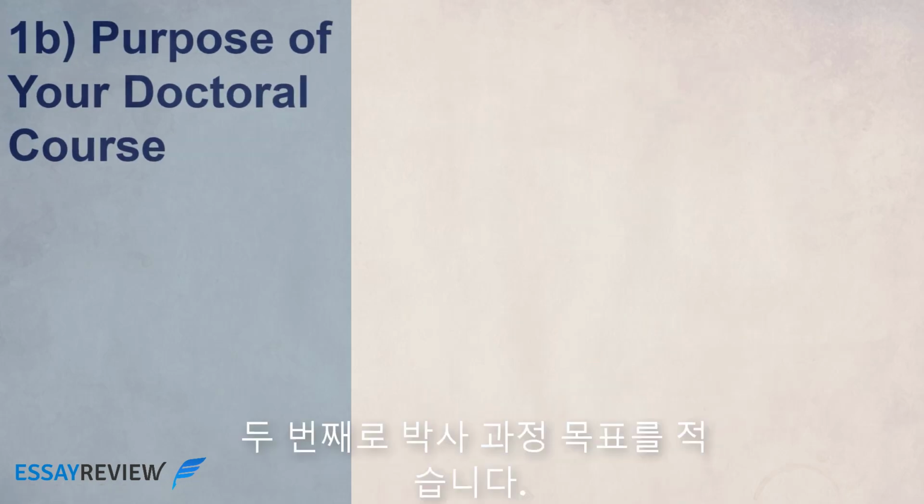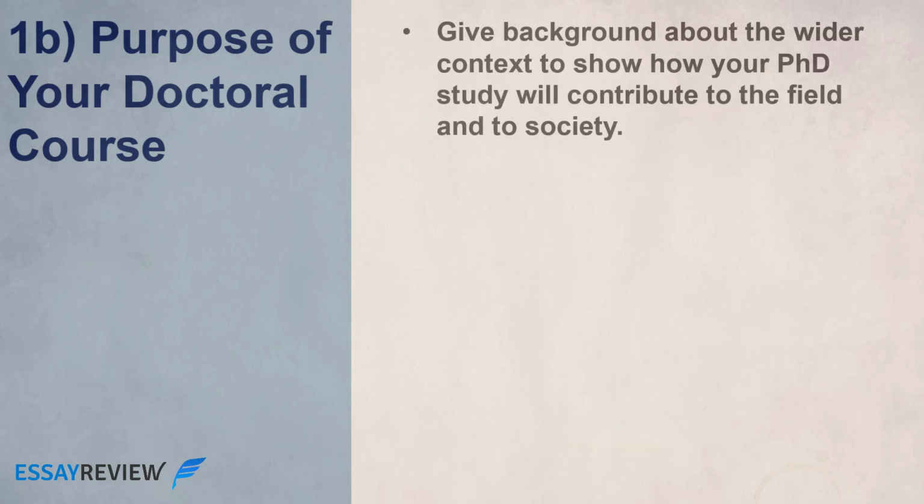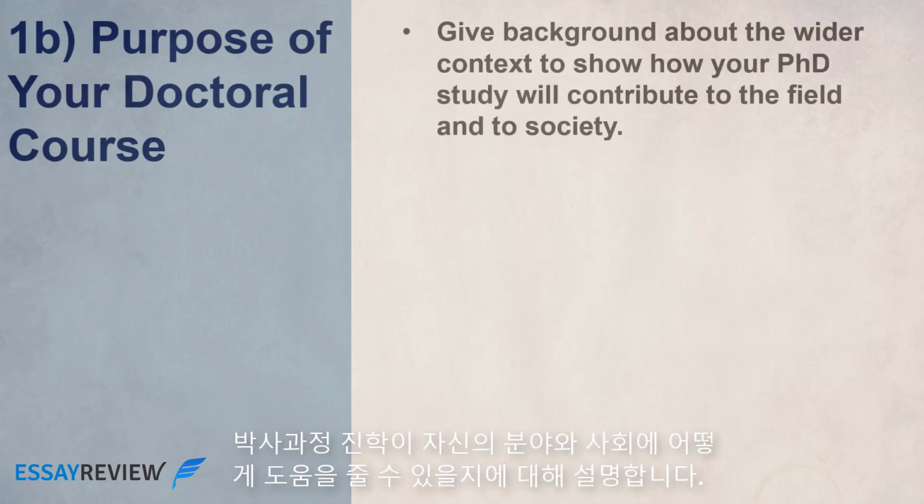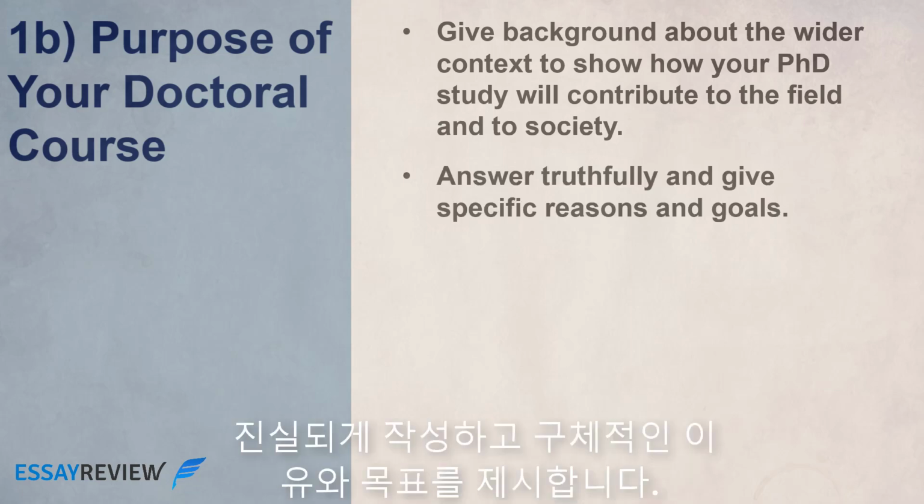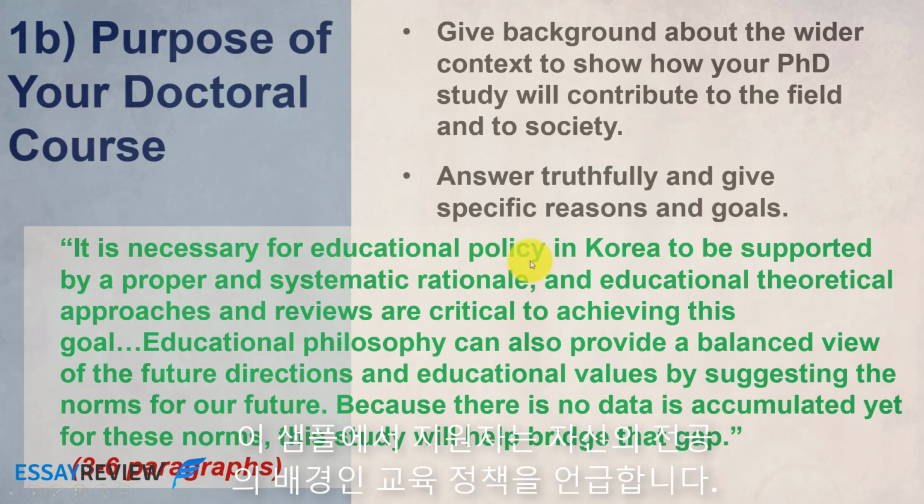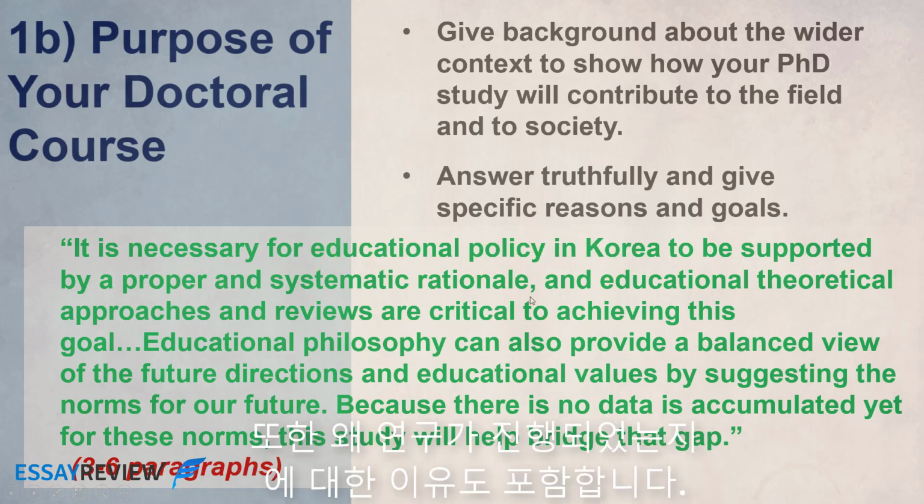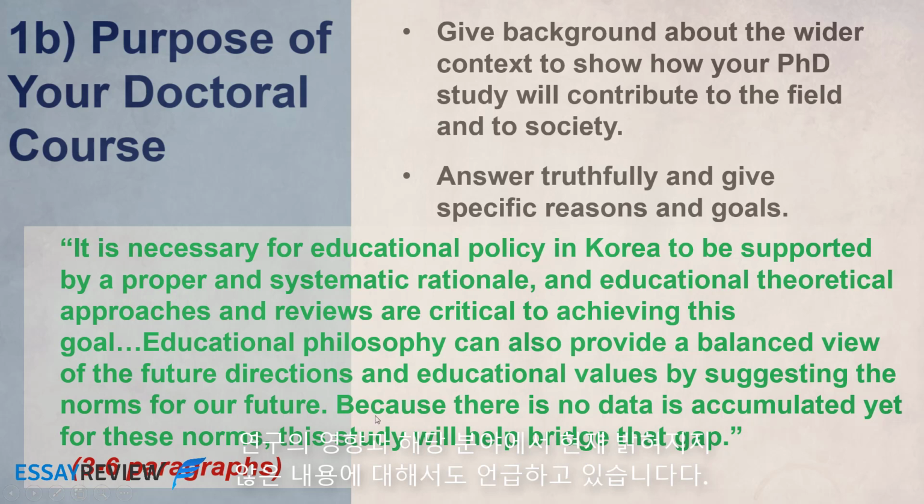In the second half of this section, you want to discuss the purpose of your doctoral course. Give background about the wider context of your study to show how your PhD study will contribute to the field and to society. Answer truthfully and give specific reasons and goals. This applicant talks about the background of the study area, educational policy in Korea, and the reasons why this study is being conducted. They also talk about the wider implications and what is missing from the current research area.